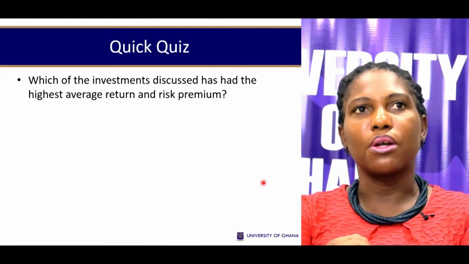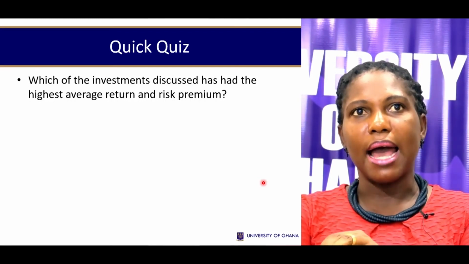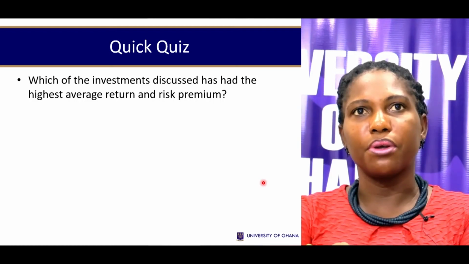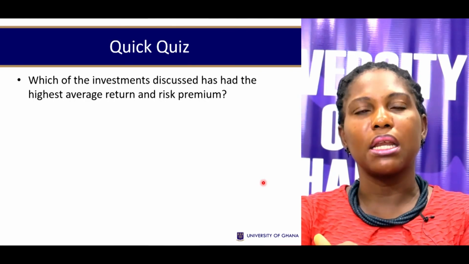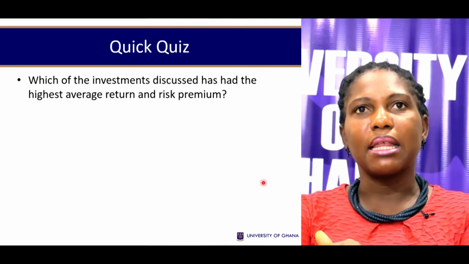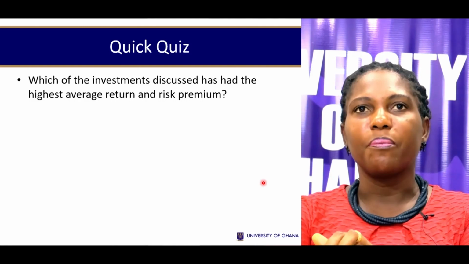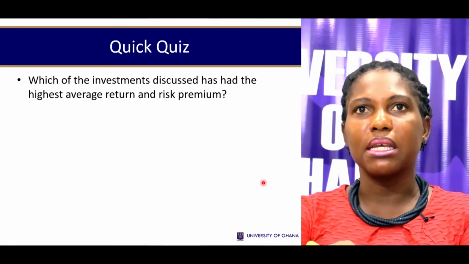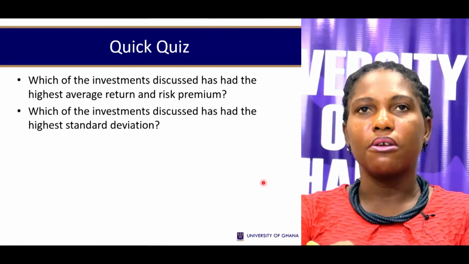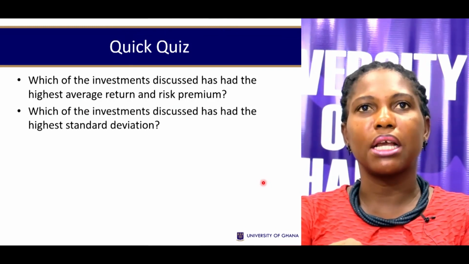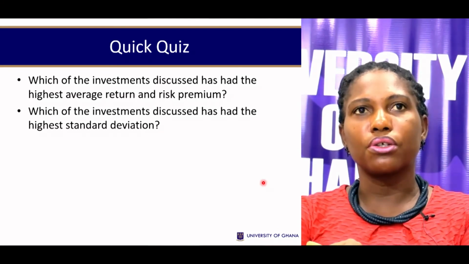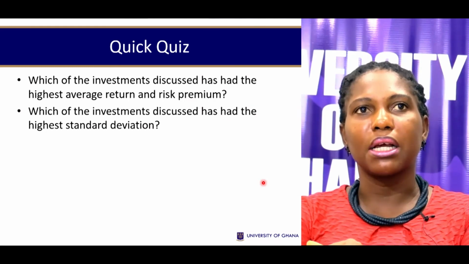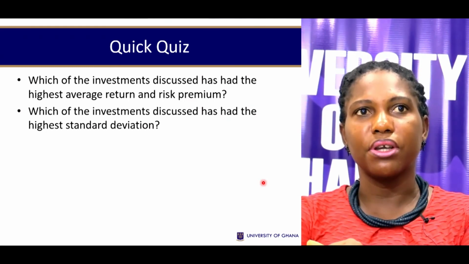So then you're going to look at which investments had the highest average return and the risk premium. And in this case, the risk premium usually captures the difference between the base return that you make for a riskless investment and the return you make for a risky investment. So normally, riskier investments should give you a higher risk premium compared to lower risk investments. And then you should also know that risky investments typically come with higher standard deviation.